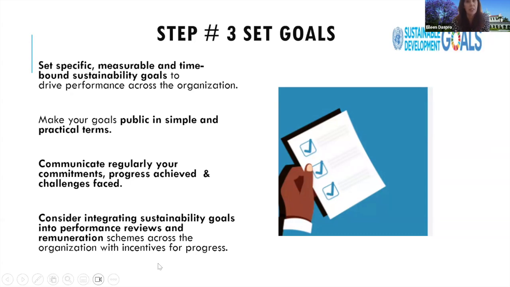An element related to goal setting, I would argue, is also integrating the sustainability goals into performance reviews and remuneration schemes as well, like how we're going to incentivize progress towards achieving these goals.